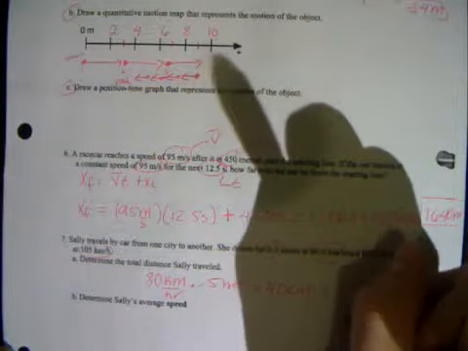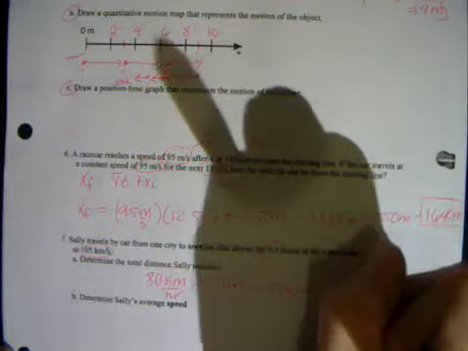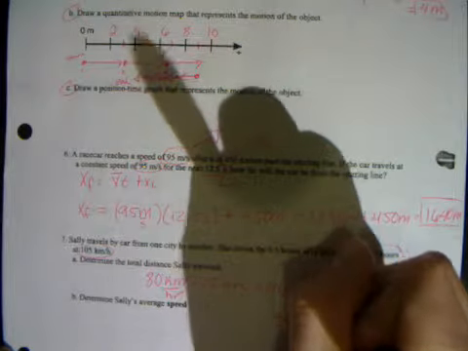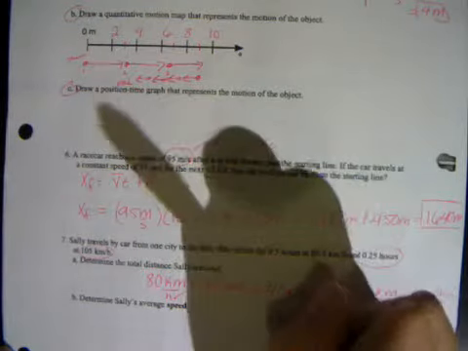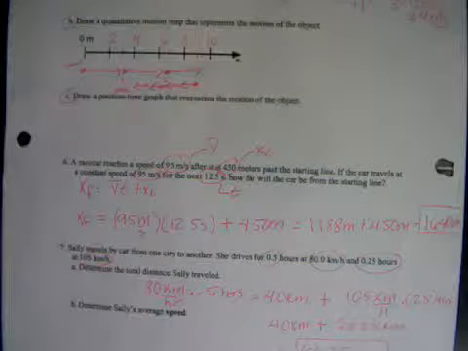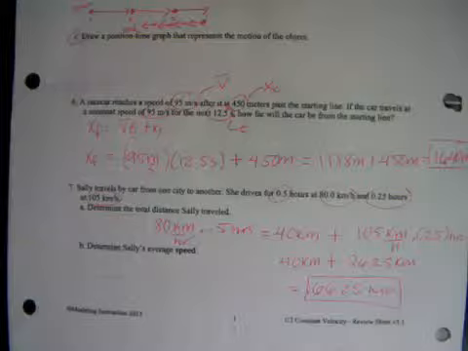That is 26.25 kilometers plus 40. That's equal to 66.25. So overall, that is her total distance that she traveled.